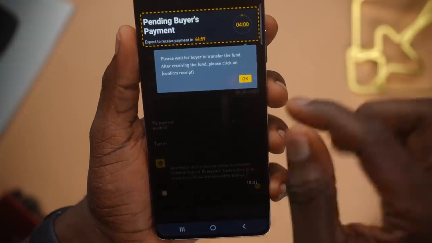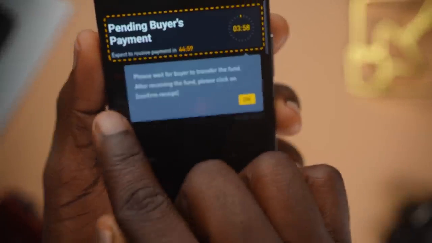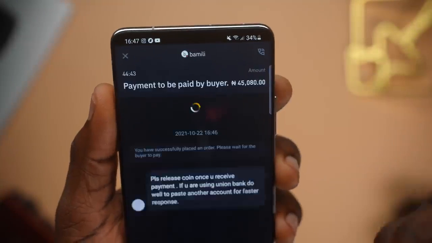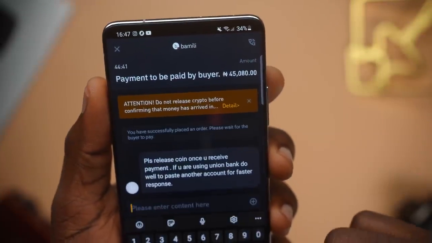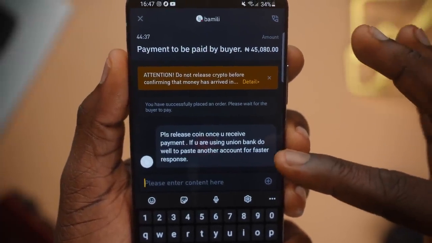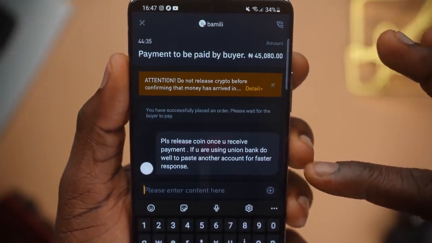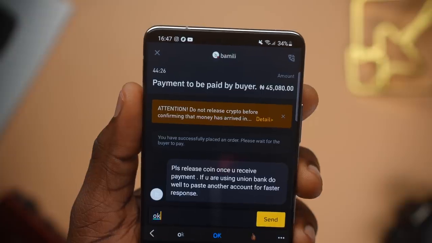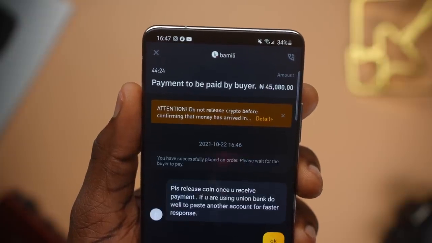As you can see here, the buyer now has a time limit as well. I usually click on the chat section to see if there's any message for me, and sure enough, this person has asked me to release the coin once I receive payment, obviously. So I reply with okay, and I wait to receive the transfer. I have to wait for a while. A few moments later, Binance has told me that this person has marked the order as paid.